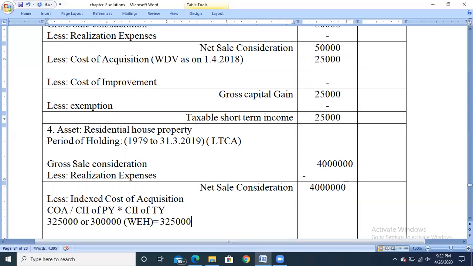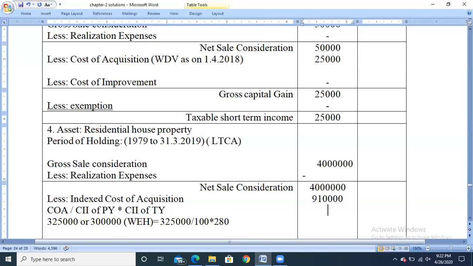3,25,000 divided by CII of the purchase year. So before 1/4/2001, it will always be taken as 100, into the previous year CII value of 280. So calculate the value, that is 9,10,000. That is the index cost of acquisition.